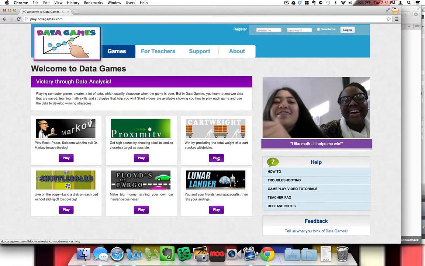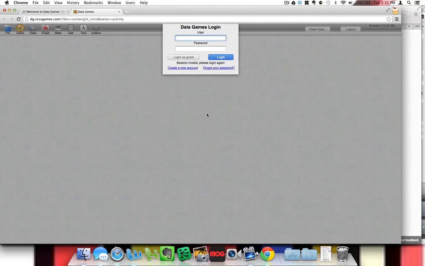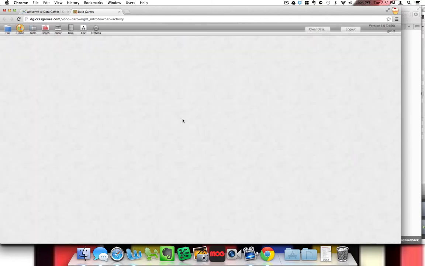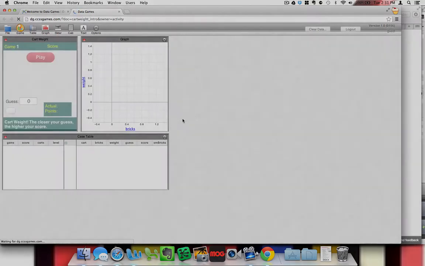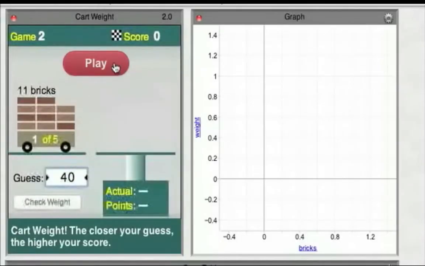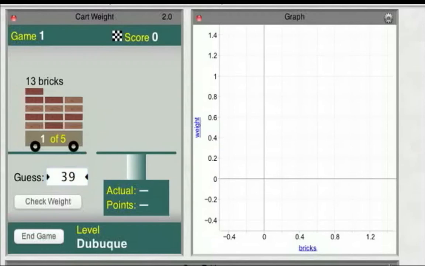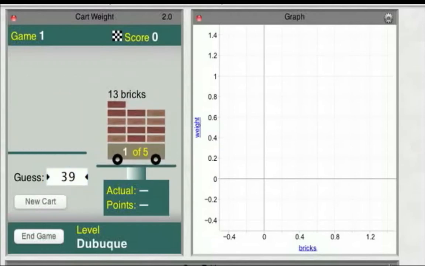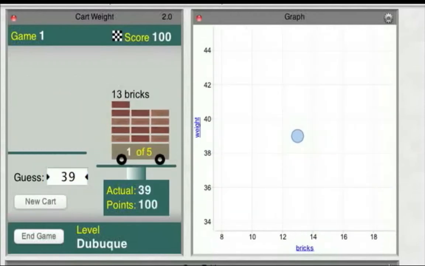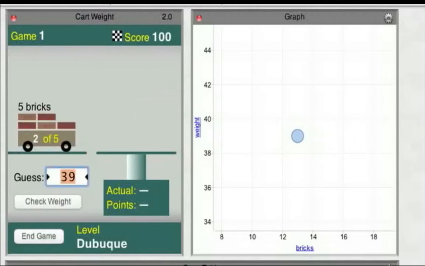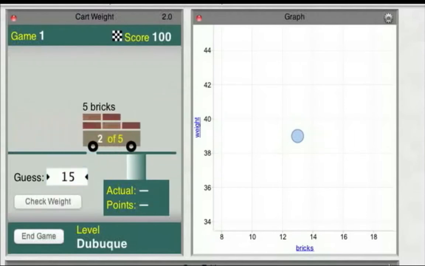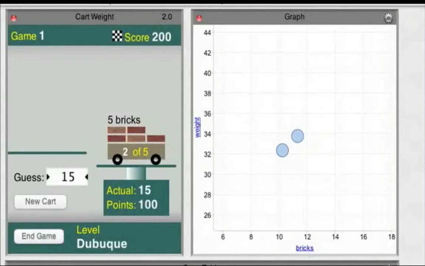Welcome to Data Games. This is a teacher introduction to a game called Cartweight. Cartweight is a good starter game. It can be an introduction to linear functions, or it can act as a review. It deals with slope and intercept, graphs, and multiple representations. This video assumes you've watched the student videos and have tried playing the game. Here we'll talk about the underlying mathematics and some game details.